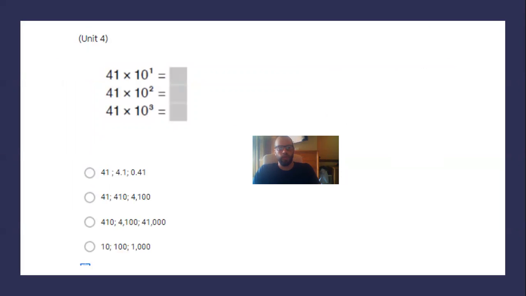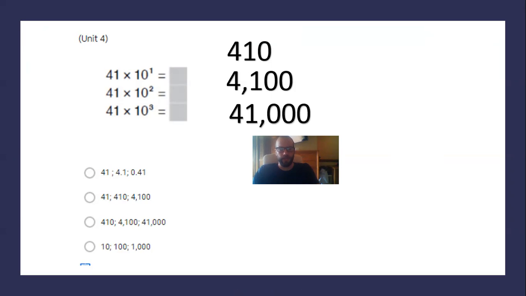Number 5. 41 times 10 only once. 41 times 10 is 410. 41 times 10 to the second power. So not 41 times 20, it's 41 times 10, and then that answer times 10. So we have the first answer, which is 410. That times 10 is 4,100. Remember, when you multiply by 10 to the whateverth power, you're just moving the decimal over. 41 times 10 to the 3rd power is 41,000. So your answer is the 3rd one right there.